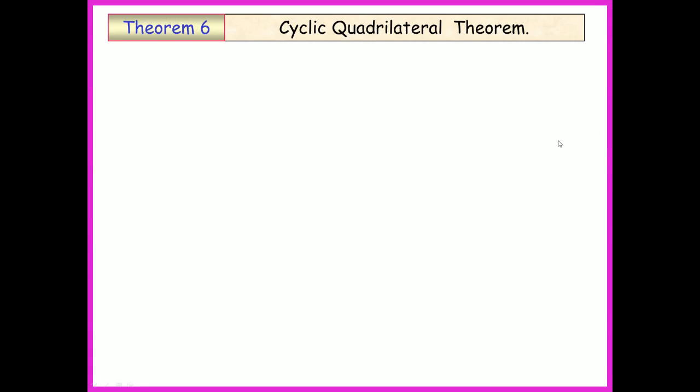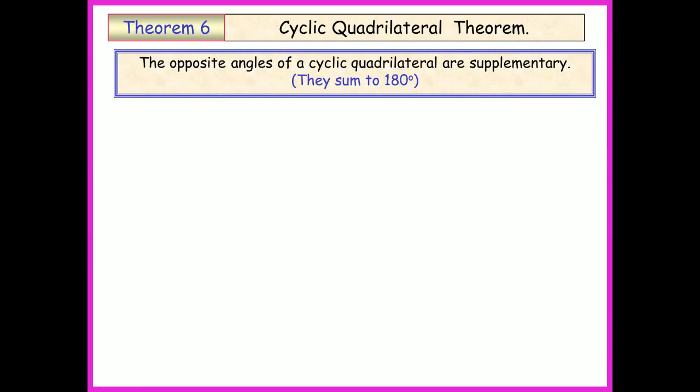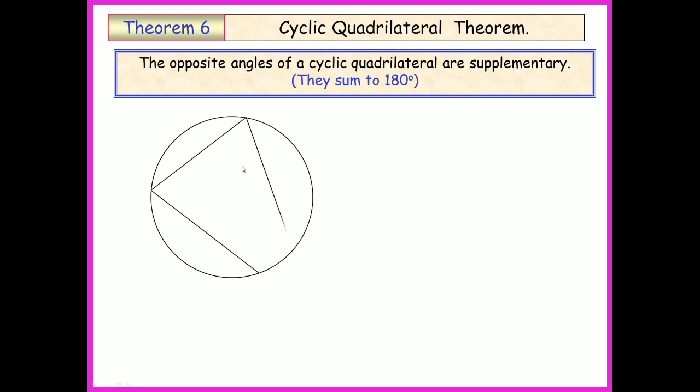It's a cyclic quadrilateral theorem. Quadrilateral, you say? What are you talking about? Well, it's a cyclic quadrilateral. So the opposite angles of a cyclic quadrilateral are supplementary, as in they add up to 180. So a cyclic quadrilateral is any four-sided shape that you can make by 4 points within a circle. So as long as the 4 points touch the outside of the circle, that's known as a cyclic quadrilateral. And what we find out is that opposite corners equal 180.